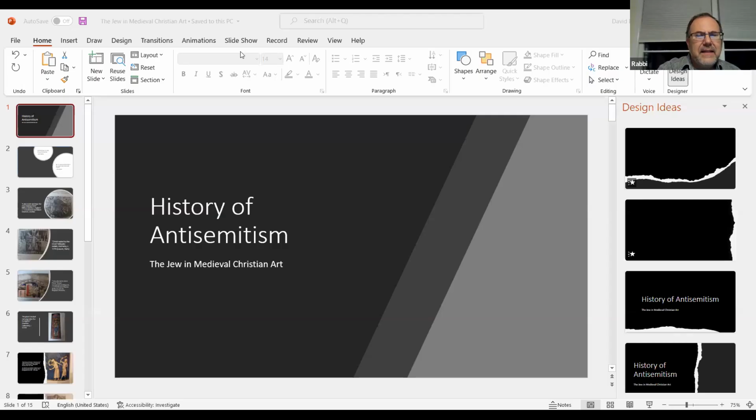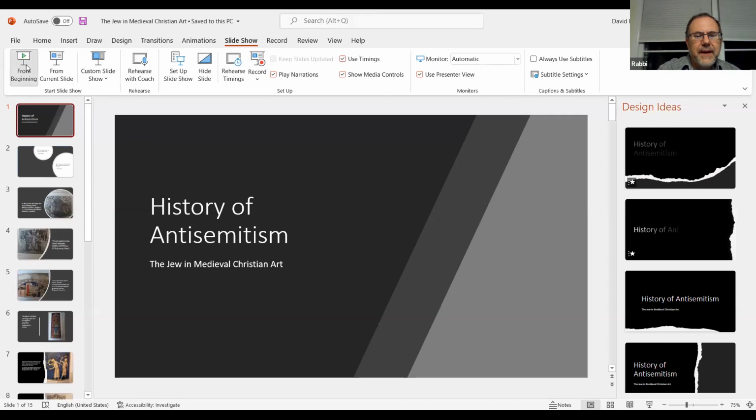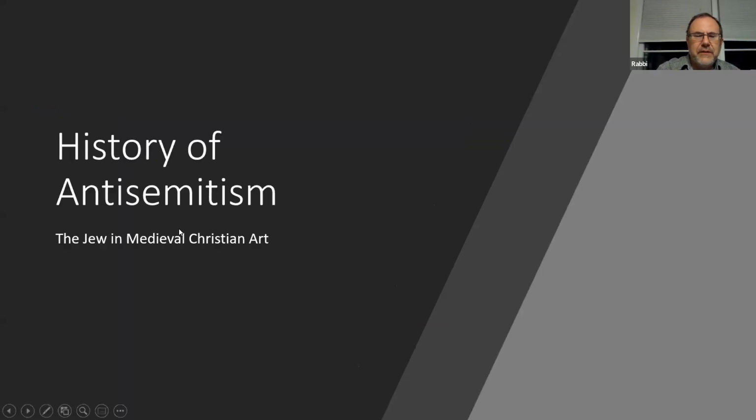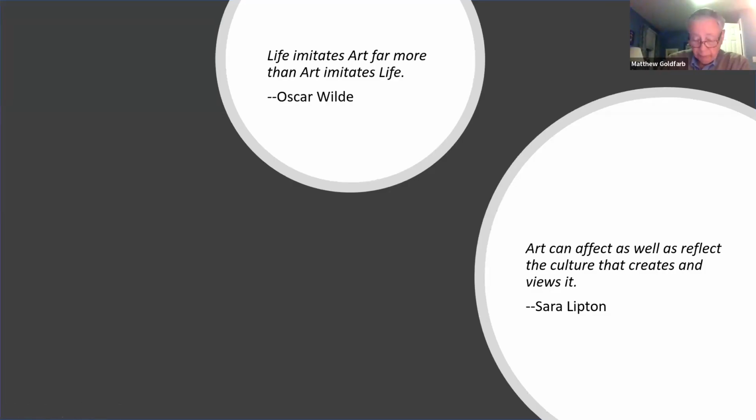Let me put on the slides for today, and here we go. Okay, so the Jew in medieval Christian art. There are two quotations here. The first one is the famous one from Oscar Wilde, from an essay he wrote in the late 19th century: "Life imitates art far more than art imitates life." So that we're familiar with.